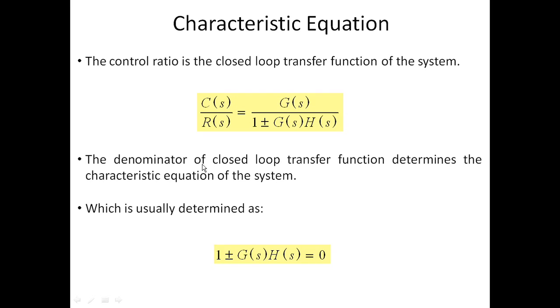The denominator of a closed loop transfer function determines the characteristic equation of the system. So here, if we put the denominator equal to 0, that equation is nothing but our characteristic equation. So we can say 1 plus or minus G(s)H(s) is equal to 0. This is the characteristic equation for that system.